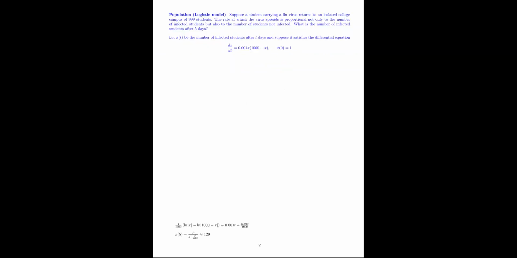In this problem, we have that suppose a student carrying a flu virus returns to an isolated college campus of 999 students. The rate at which the virus spreads is proportional not only to the number of infected students, but also to the number of students not infected.